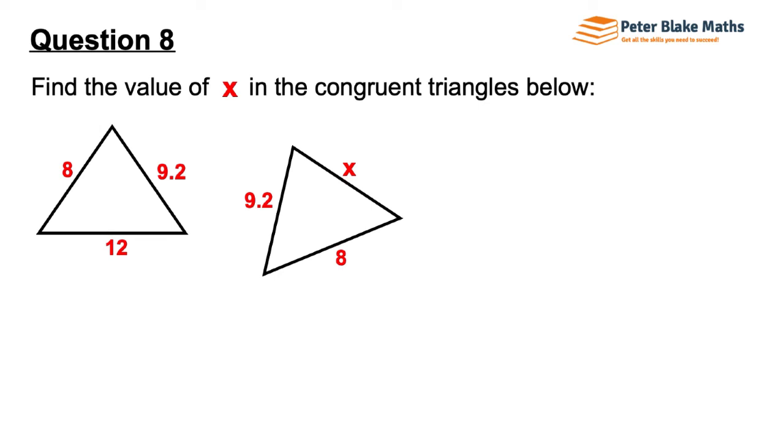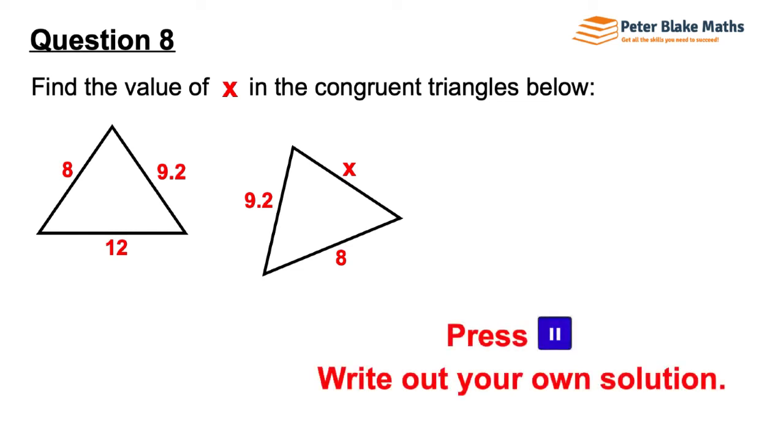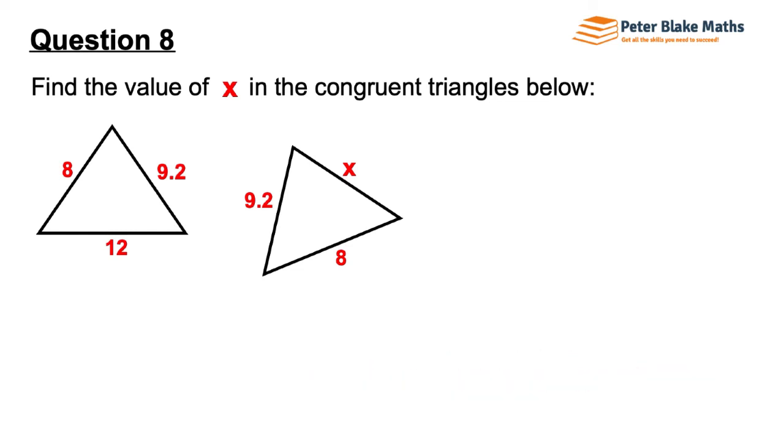Question 8. Find the value of x in the congruent triangles below. Alrighty, so we're told in the question that these two triangles are congruent, so we can trust that. And we have an 8 and 9.2 in both of the triangles, and there's a 12 in the first triangle, kind of where the x position is.